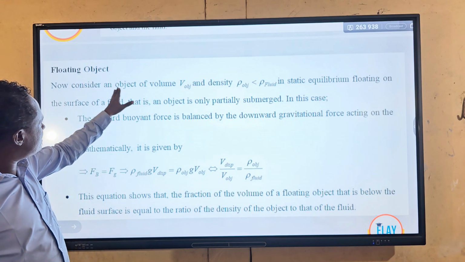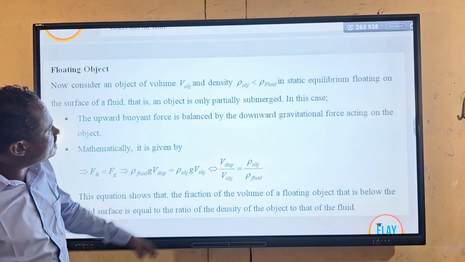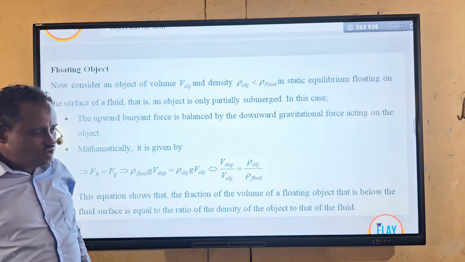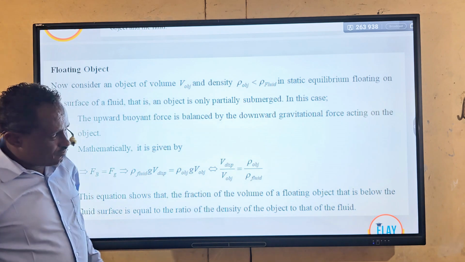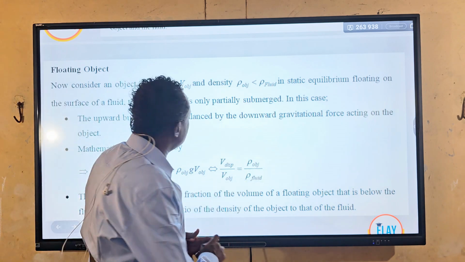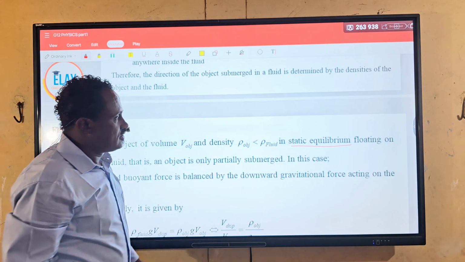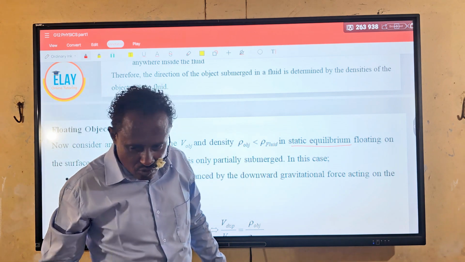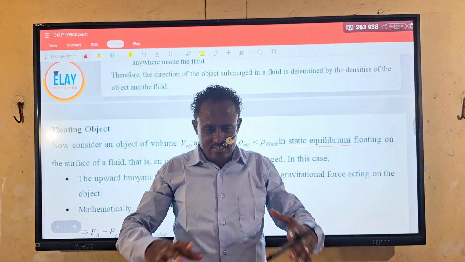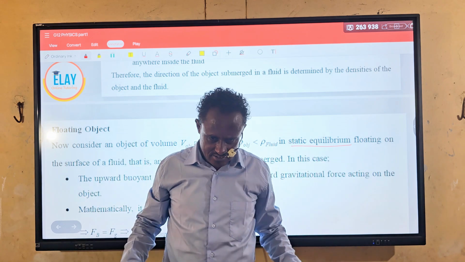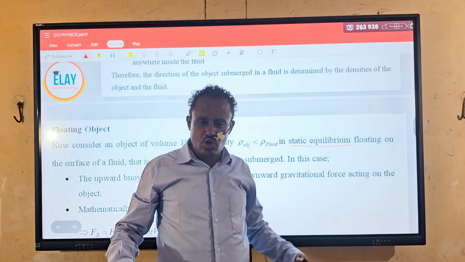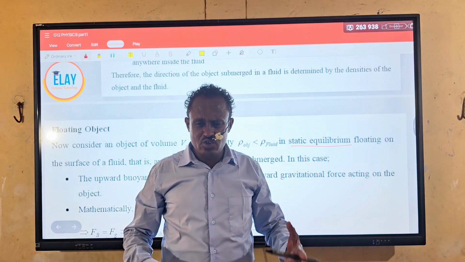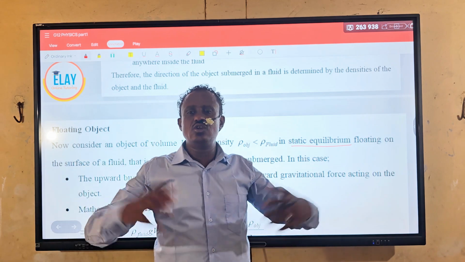Floating object: now consider an object of volume V, with density of the object less than the density of the fluid, in static equilibrium. What does static mean? Not from this perspective, but from dynamics. When you discuss the dynamics of an object at equilibrium, static equilibrium means it is stationary. No net force is exerted on the object. An object is at rest, or moving with constant velocity, or uniform motion.